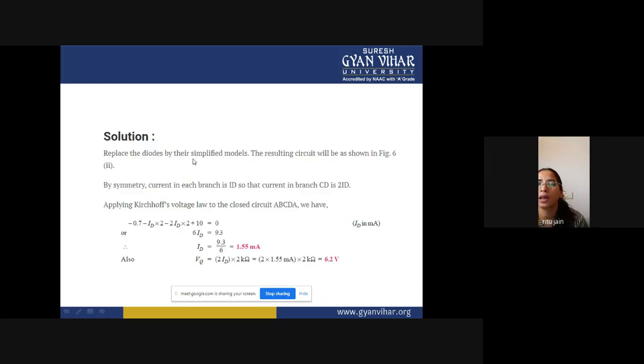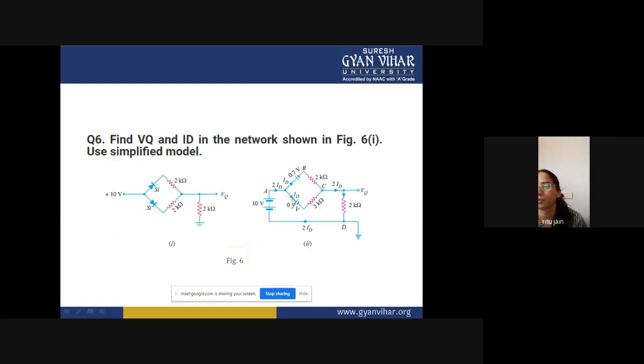Now replace the diodes by their simplified models. The resulting circuit will be as shown in figure 6. By symmetry, the current in each branch is ID, so that the current in branch CD is 2ID. You can see that if ID current is flowing here and ID current is flowing here, then we take 2ID current, for example, and this current is divided over here. And why are we taking equal current in two branches?